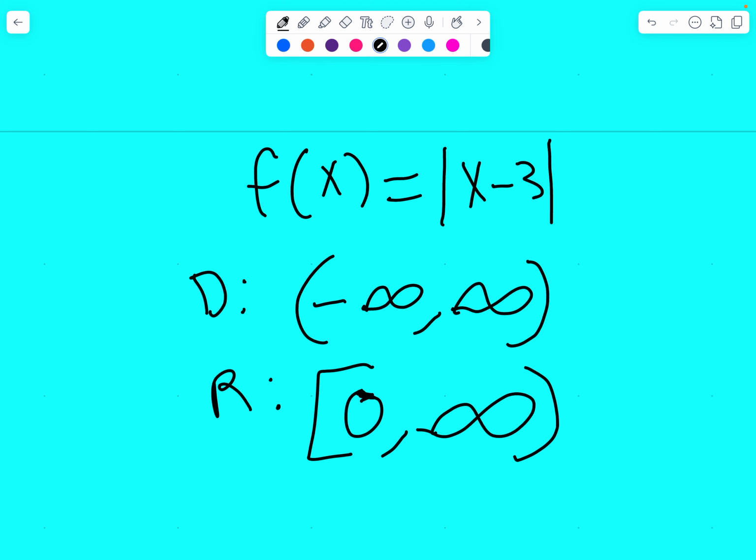And that's domain and range. Domain tells us what x is allowed to do, and range tells us the possible outputs or y values.